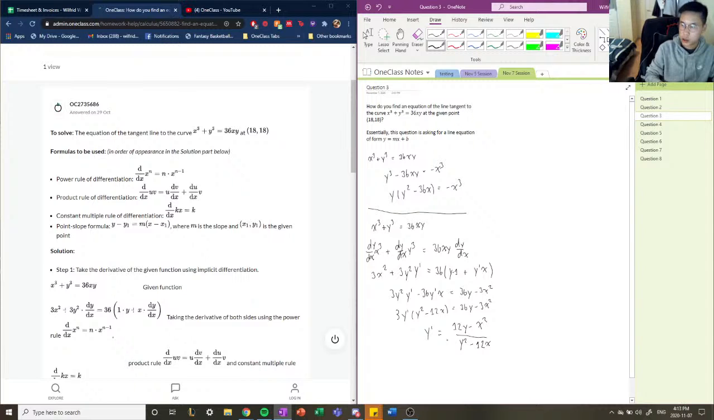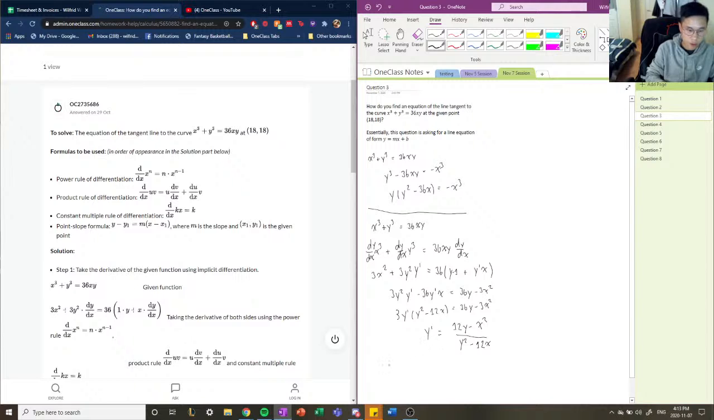Cool. So we implicitly differentiated. We found the derivative of this function alternatively by just implicitly differentiating. And now we found the change of the function in terms of y and x. Okay, so now we're going to need to find a slope, right?